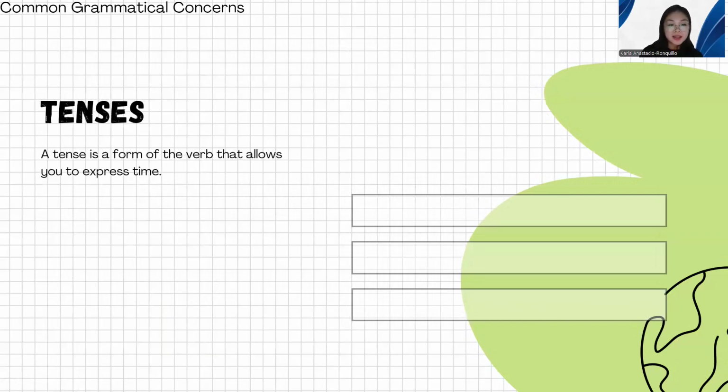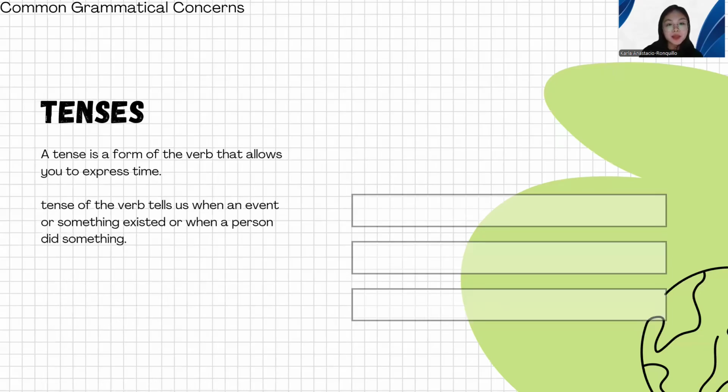Tenses. A tense is a form of the verb that allows you to express time. The tense of the verb tells us when an event existed or when a person did something. Past, present, and future are the three main types of tenses.